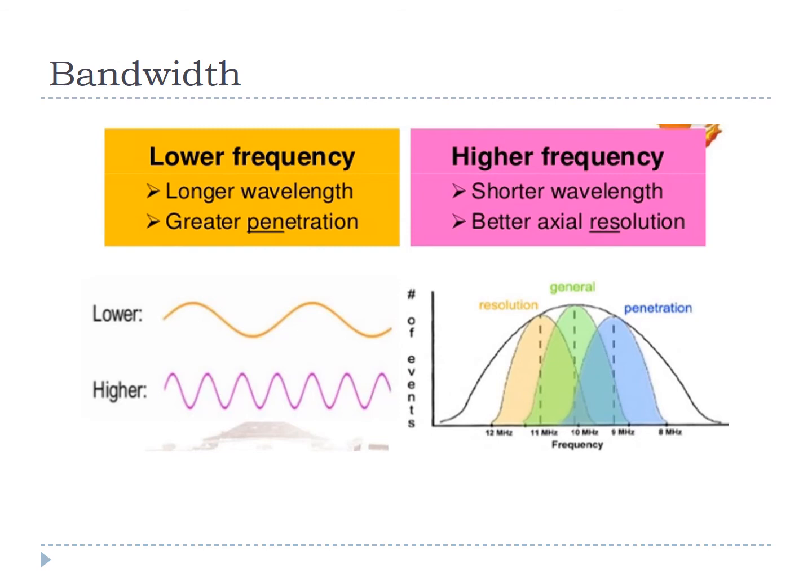When we think of bandwidth, we need to think about all the elements that are making up the whole sound beam. Lower frequency portions of the sound beam are going to have a longer wavelength and greater penetration, where higher frequency portions of the sound beam are going to have shorter wavelengths and better axial resolution. So higher frequencies have good resolution, lower frequencies are better at penetrating. And then you have a general sound beam or frequency that's good at both resolution and penetration, but not really excellent at either.